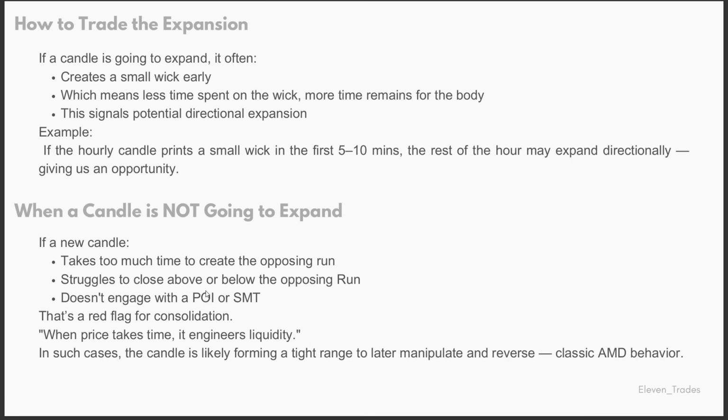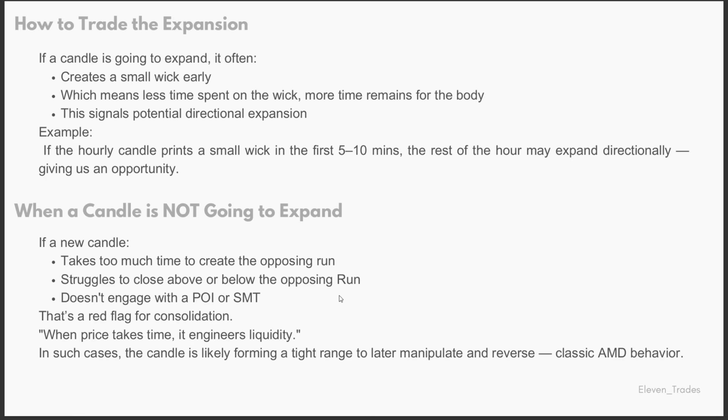So the small wick is actually signaling an expansion within a candle. Now, in order to create the wick, the candle also has to consume less time. For example, for an hourly candle, it has to create the wick or the opposing run within the first half quadrant or the first 15 minutes of the candle, so there will be more time for the candle to expand or print its body.